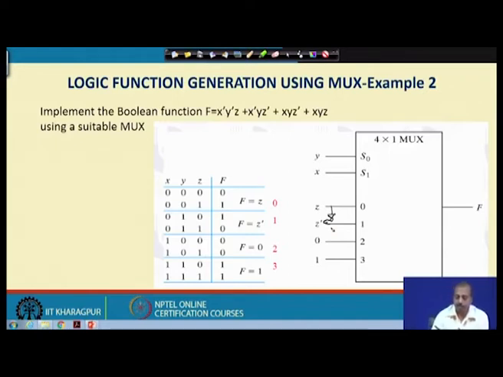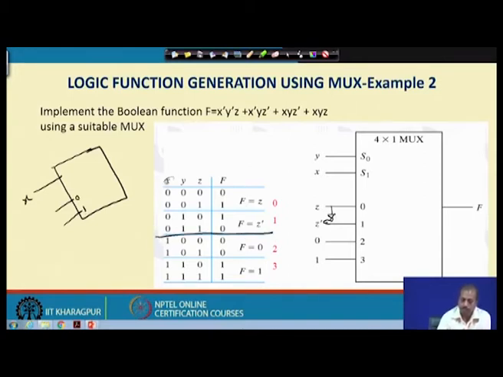For example, if I want to do the same thing using a 2:1 multiplexer, then what to do? This was using a 4:1 multiplexer. If I have to do it using a 2:1 multiplexer, it will have only one select line and two data lines. On this select line I apply x, and I partition the truth table into two partitions: in one partition x equal to 0, in the other partition x equal to 1.